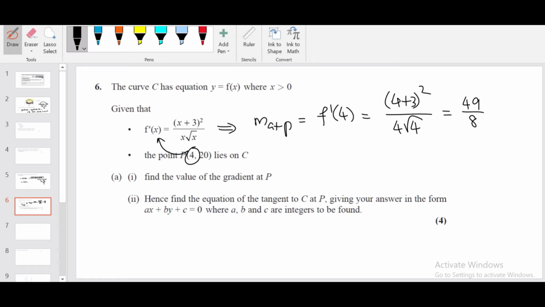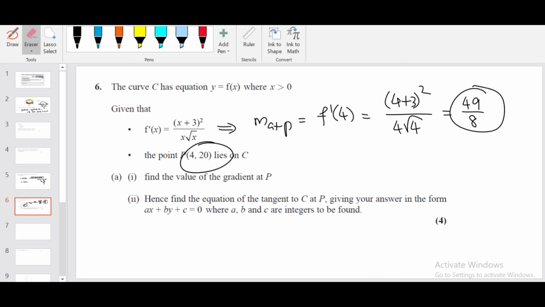Now find the equation of the tangent at P. You have the gradient, you have the point, you can find the equation of the tangent. y minus y1 is equal to slope times x minus x1.